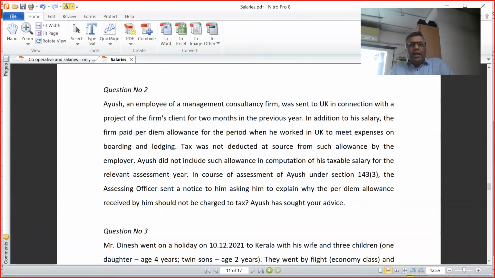Ayush, an employee of a management consultancy firm, was sent to UK in connection with a project of the firm's client for 2 months in the previous year. In addition to his salary, the firm paid per diem allowance for the period when he worked in UK to meet expenses of boarding and lodging. Tax was not deducted at source for such allowance by the employer. Ayush did not include such allowance in the salary computed. In the course of assessment, the assessing officer sent him notice asking him to explain why per diem allowance received by him should not be charged to tax.